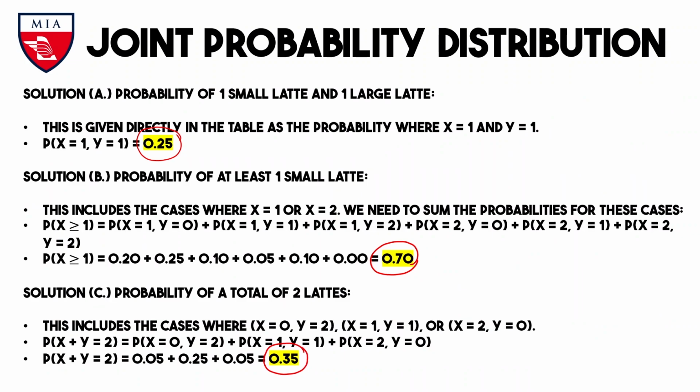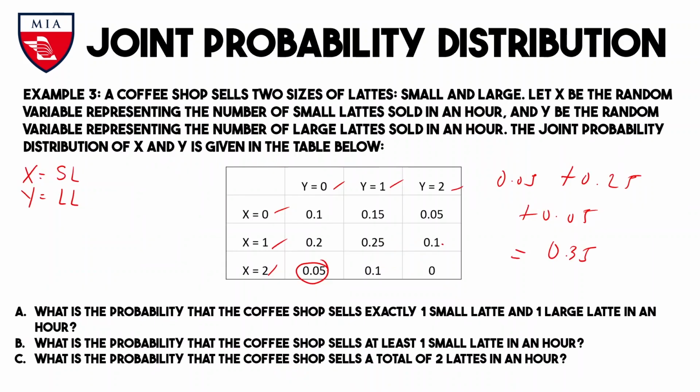So disregard the first equation that I taught. Let's just follow this format. In order for us to get the total of 2 lattes, we just need to get what? X is equal to 2, y is equal to 0, x is equal to 1, y is equal to 1, and lastly, x is equal to 0, y is equal to 2. Because we need a total of 2 lattes. So 2 plus 0, we have 2. 1 plus 1, we have 2. 0 plus 2, we have 2. Okay? Remember that.